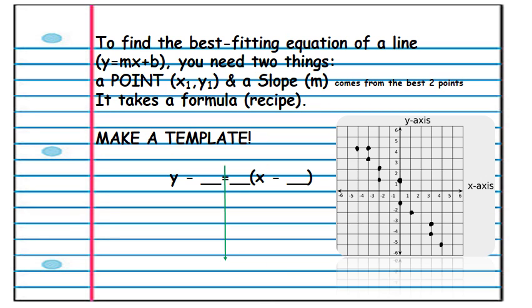To find a best fitting equation of a line, y equals mx plus b, you still need two things. You need a point and you need a slope. And it comes from the best 2 points within the data. Scattered means that it's just not making a total constant rate of change here. And you take a ruler, kind of start at one point and find another point that encapsulates most of the data.